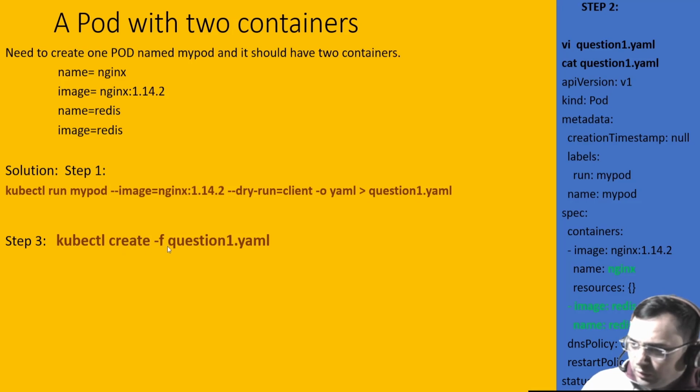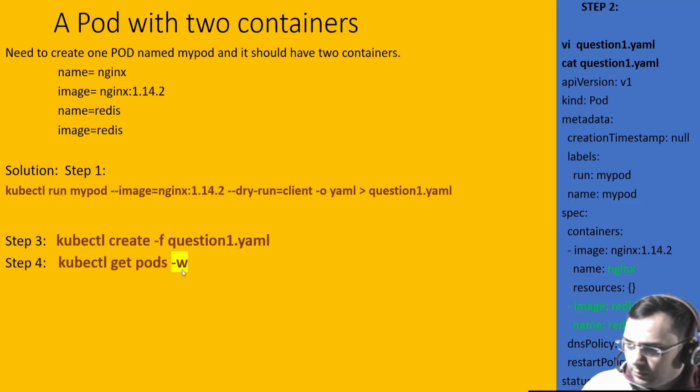How to create the pod? We can use create and apply. I will come up with a new video to explain the difference between them, so for now you can just remember it. You can use create -f, where -f is for file. So what file are we using? The question1.yaml file here.